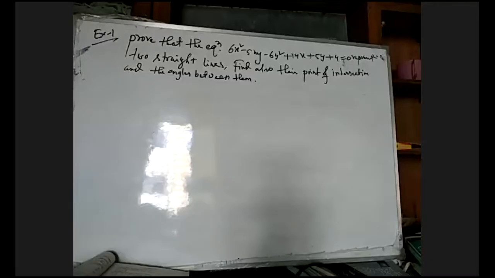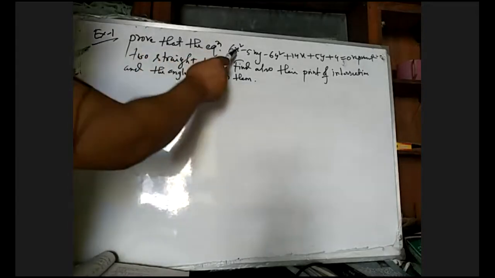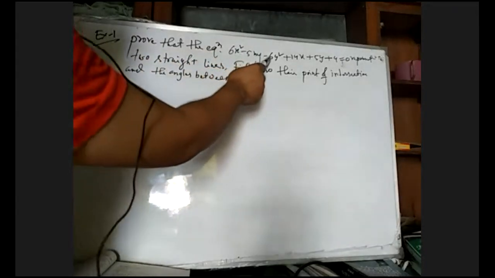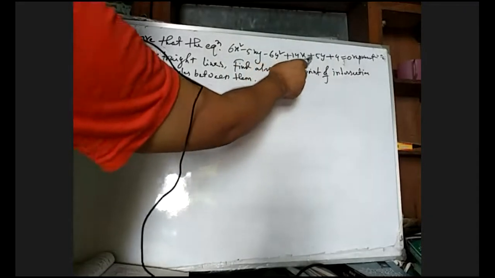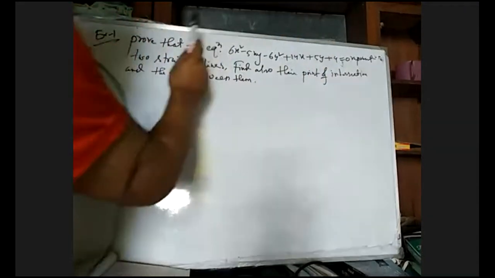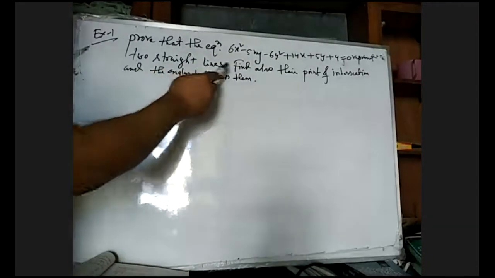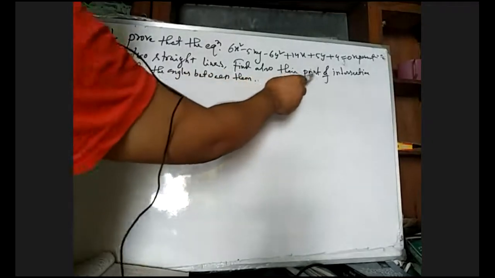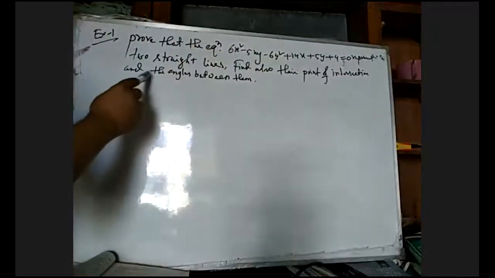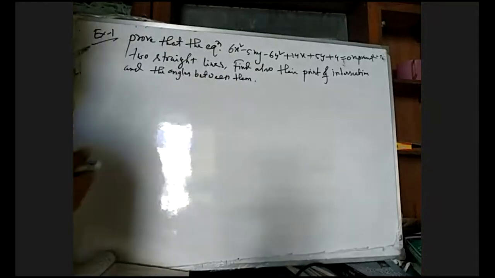Prove that the equation 6x square minus 5xy minus 6y square plus 14x plus 5y plus 4 equals to 0 represents two straight lines. Find also their point of intersection and the angle between them.